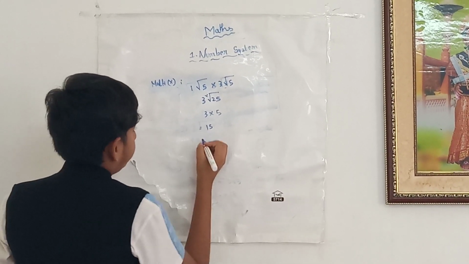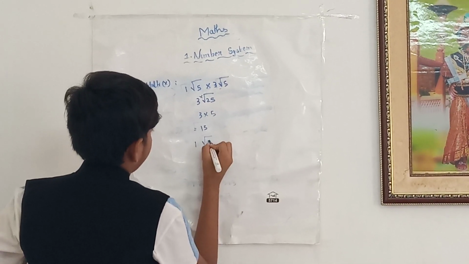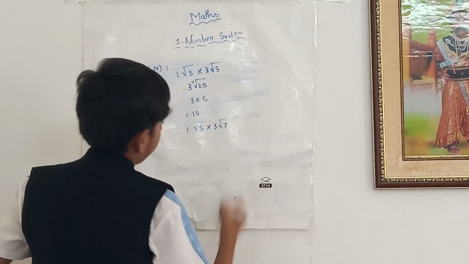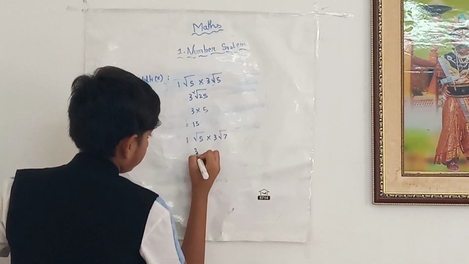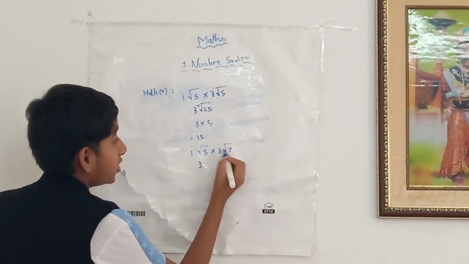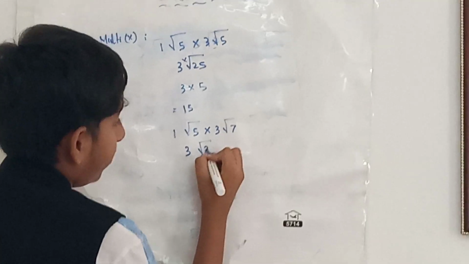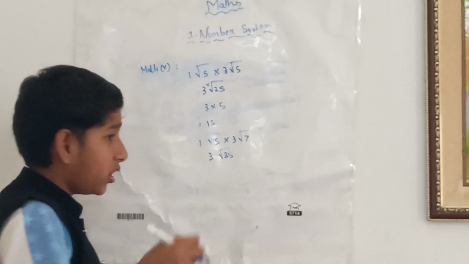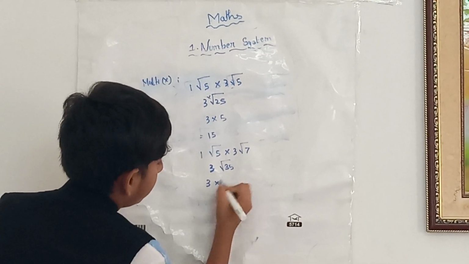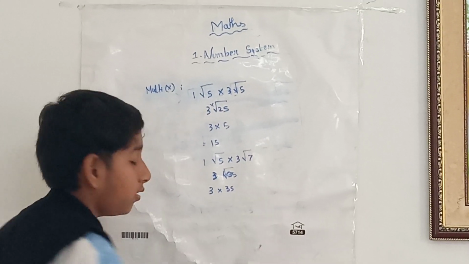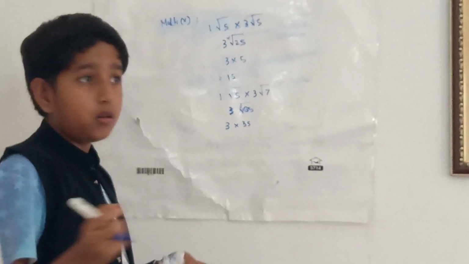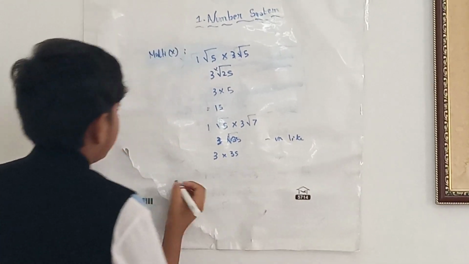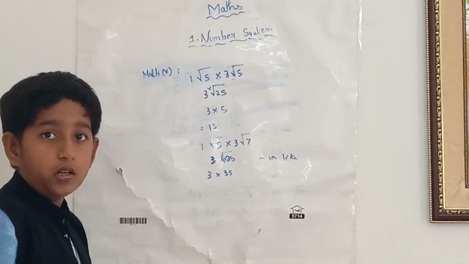Next, we will take an unlike one. If we multiply this to both the things, we will get root 35. Right? Root 35 is not a perfect root, so it is unlike term. So finally we will end up with division.